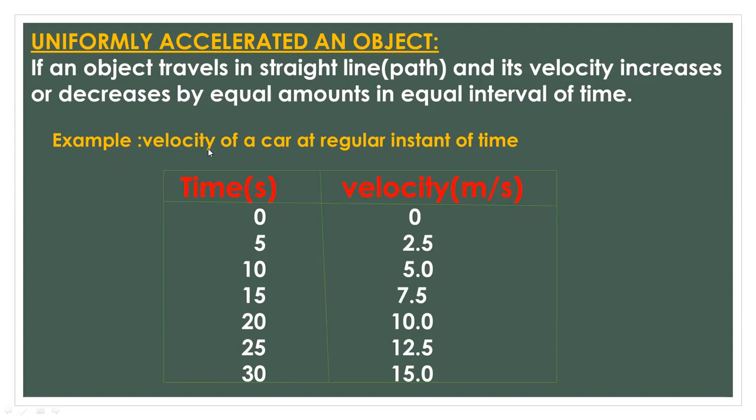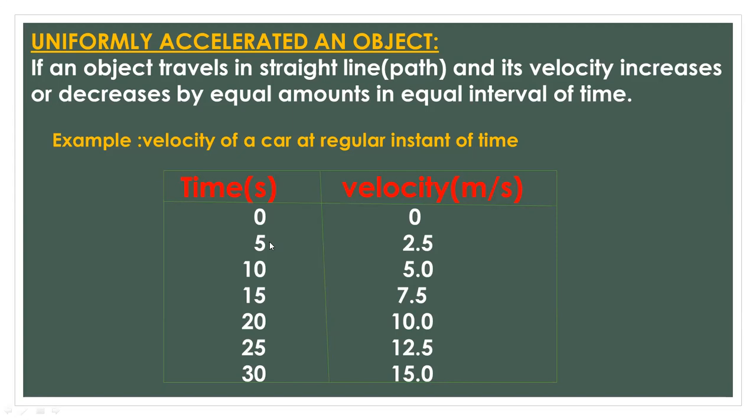For this, we take one example: velocity of a car at regular instants of time. Time is in seconds, velocity in meter per second. At starting, time is 0 and velocity is also 0. After 5 seconds, velocity of the object is 2.5 meter per second. Next at 10 seconds, it is 5 meter per second. At 15 seconds, 7.5 meter per second, and so on. At 30 seconds, velocity of the object is 15 meter per second.